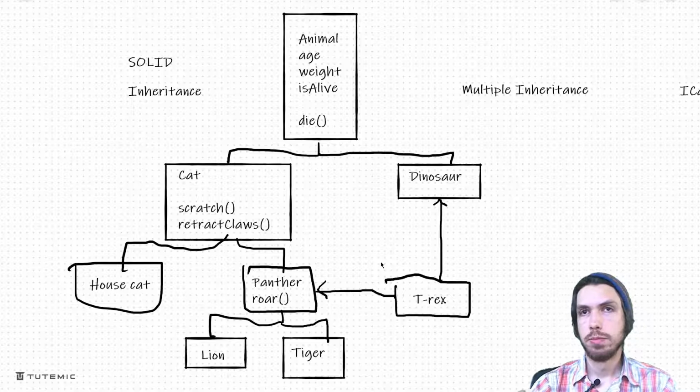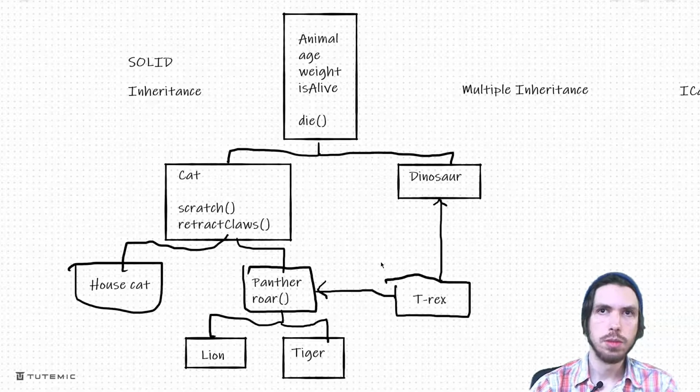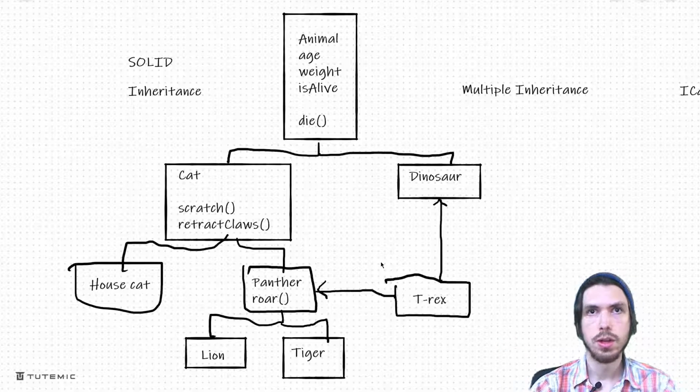T-Rexes can roar because not all dinosaurs can roar. It'll get all the characteristics of dinosaur, but instead of having to rewrite this whole roar method, we're just gonna grab it by inheriting from panther, right?